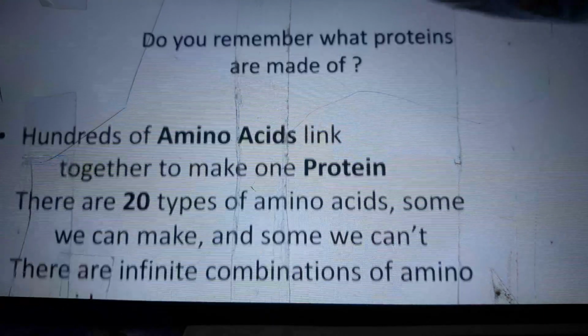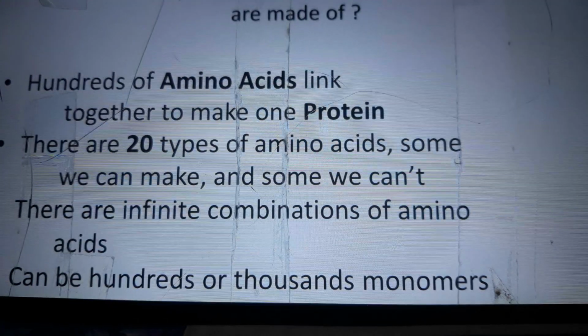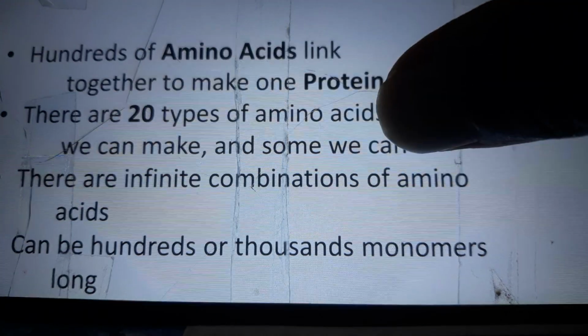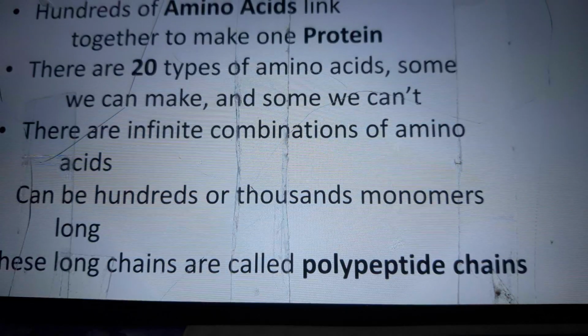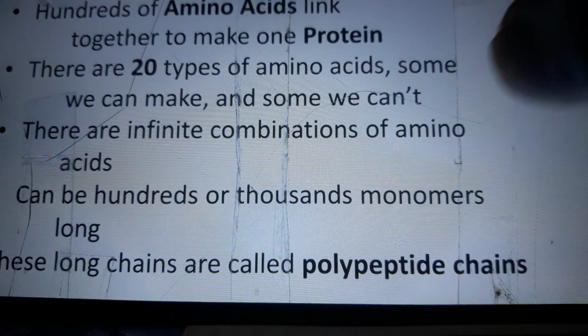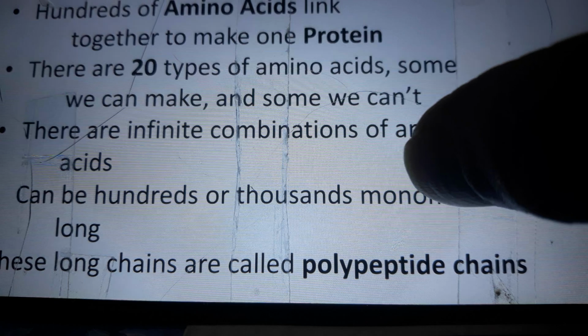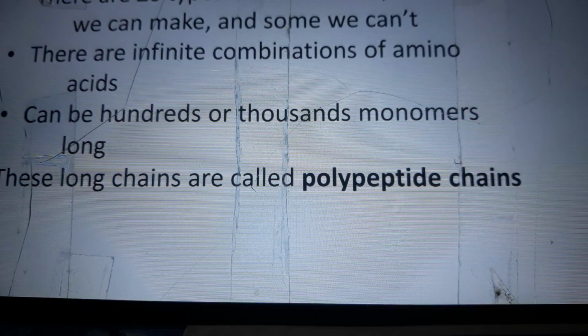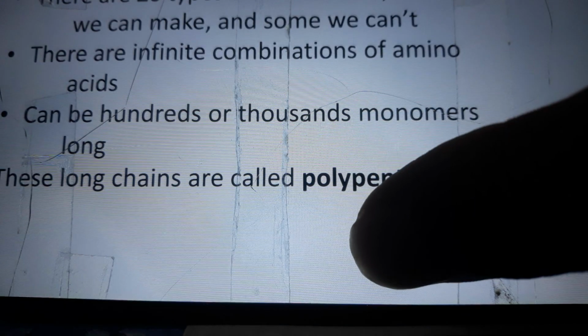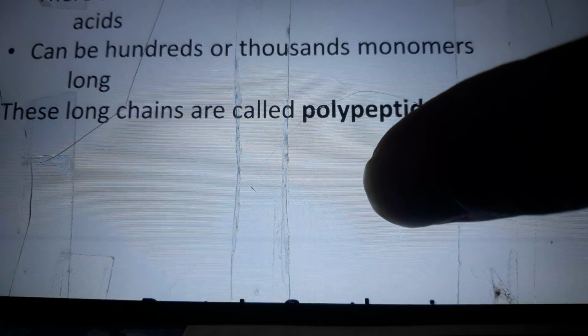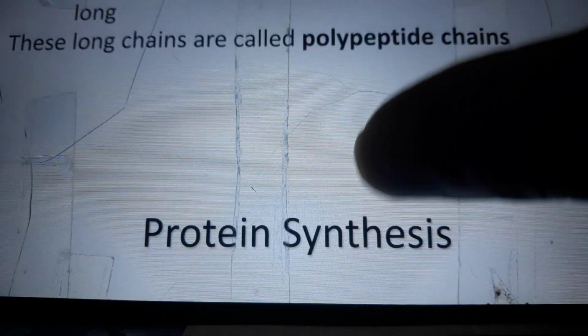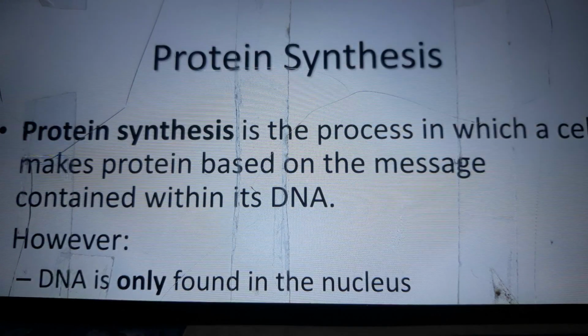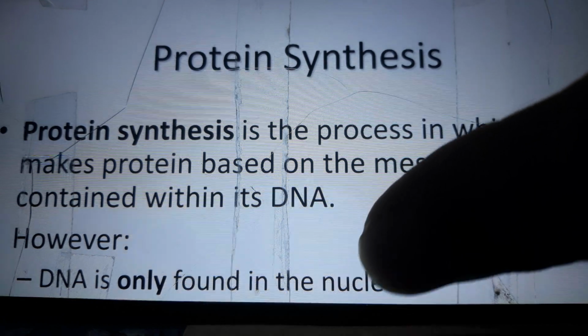So, what do you remember about what proteins are made of? Well, hundreds of amino acids linked together to make one protein. There are 20 types of amino acids, some we can make and some we can't. There are infinite combinations of amino acids, and chains can be hundreds or thousands of monomers long. These long chains are called polypeptide chains. Just simple points to remember as you study.